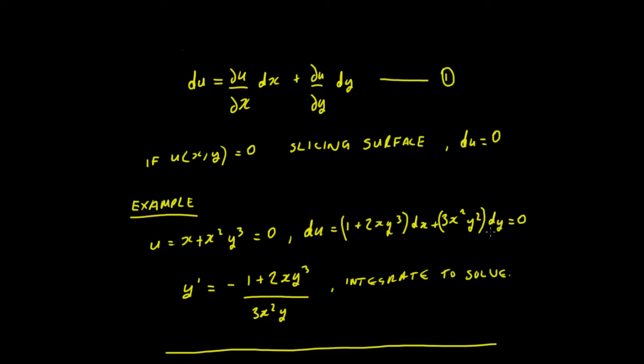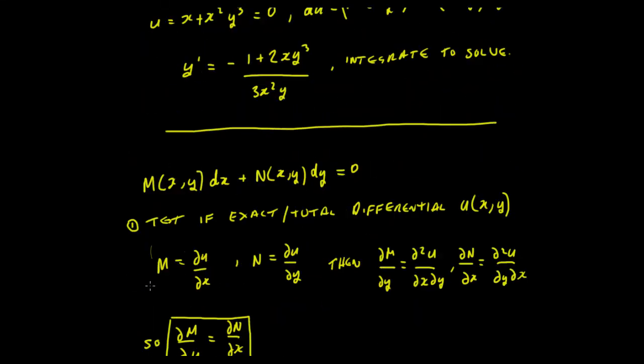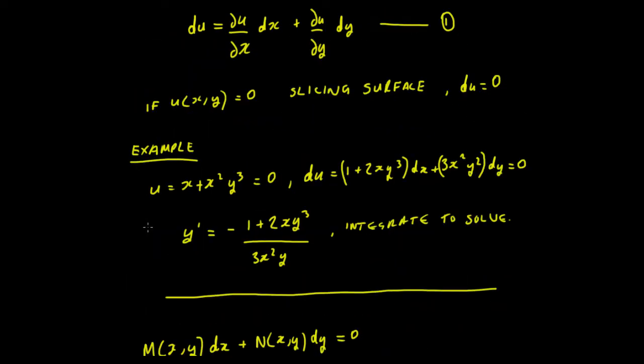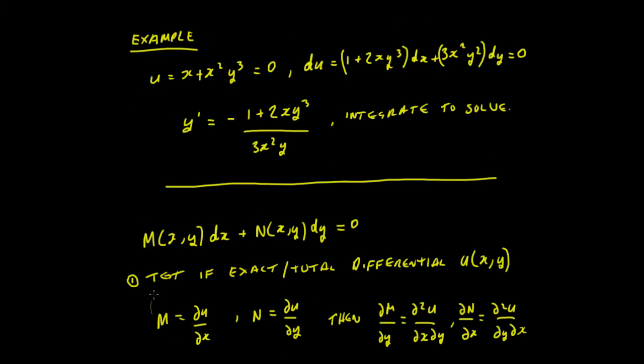Now that allows us to transpose, so we get dy by dx equals minus (1 plus 2x y cubed) upon 3x squared y squared, where I've replaced dy by dx by the y derivative, and then we can integrate that in order to solve it. So that's the motivation, but we can work backwards in order to find the solution using the exact differential form.